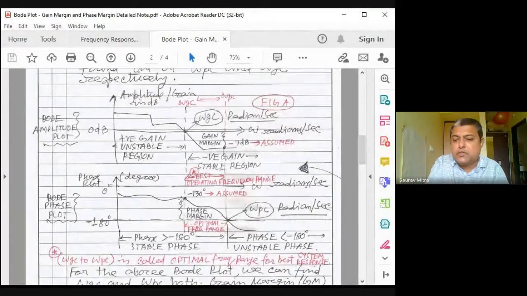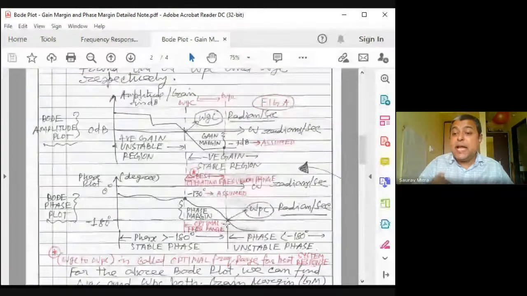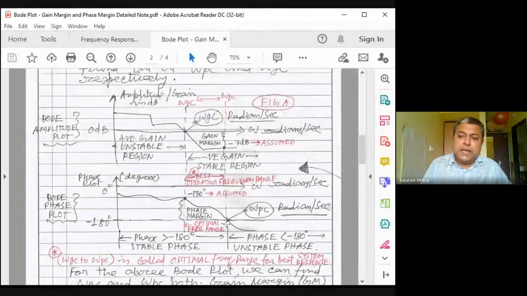Here at omega GC, the phase was minus 130. At omega PC, the phase has started going lower than minus 180. So what is there in between omega GC and omega PC? That is the sweet spot. Between omega GC and omega PC, both the amplitude and phase of the system are stable. So what is the operating frequency range of the system? It should be between omega GC and omega PC. This is what we have to find from the Bode plot: one range of frequency where both amplitude and phase are stable. Between 10 radian and 50 radian per second, we find that amplitude is less than 0 dB and phase is greater than minus 180 degree.